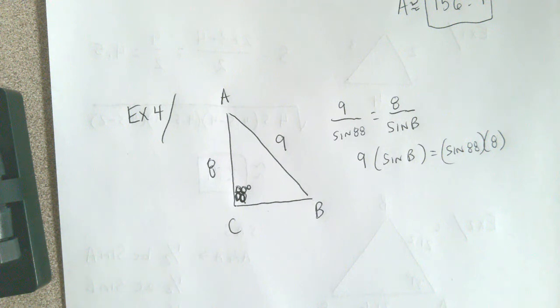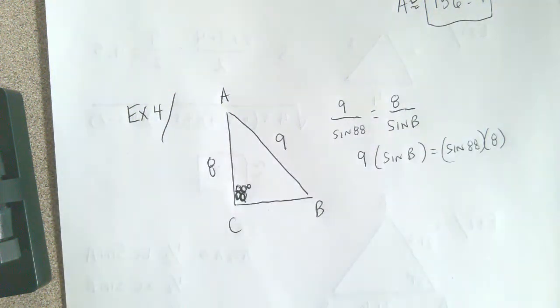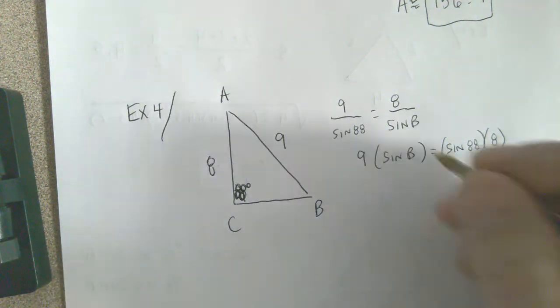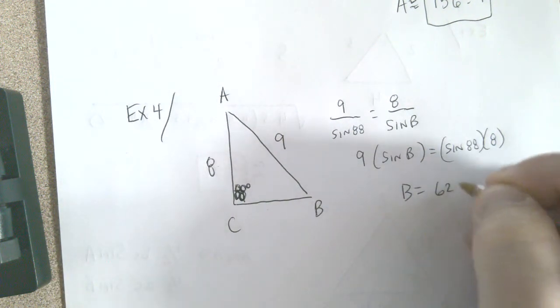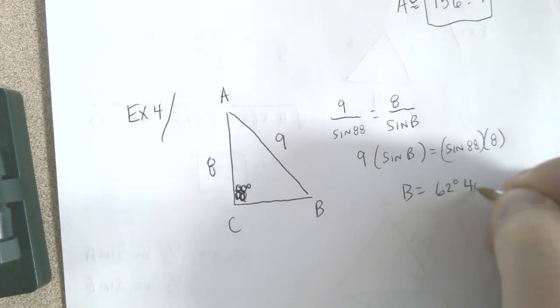Put this into our calculator here. Sine of 88 times 8 divided by 9. And then we're going to do the inverse sine. Again, we're going to put that in degrees, minutes, and seconds. I'm getting B is 62 degrees, 40 minutes.